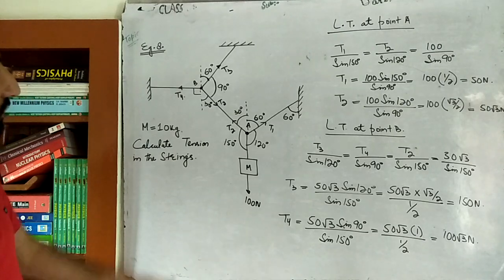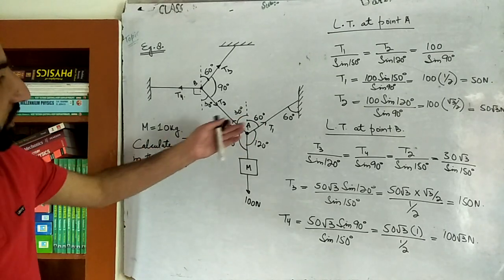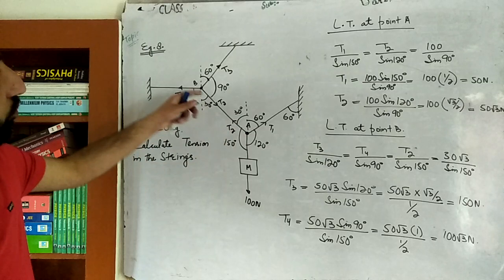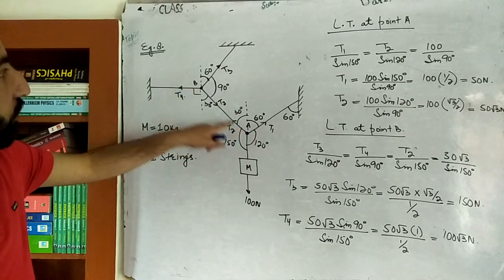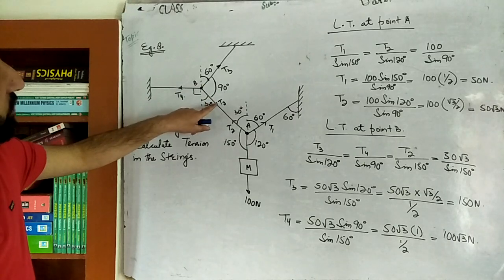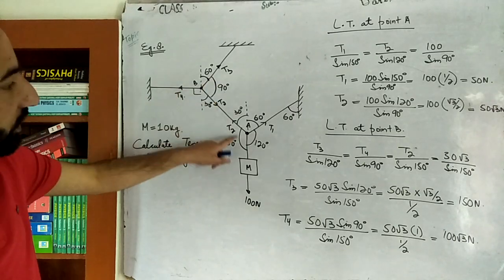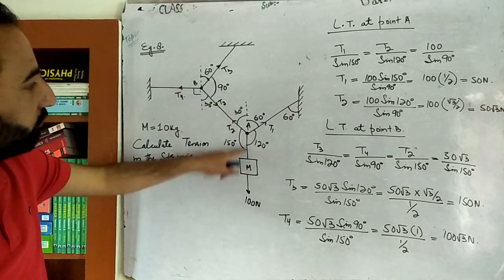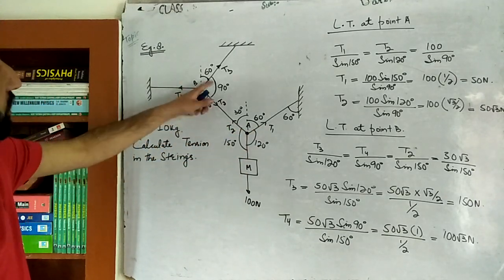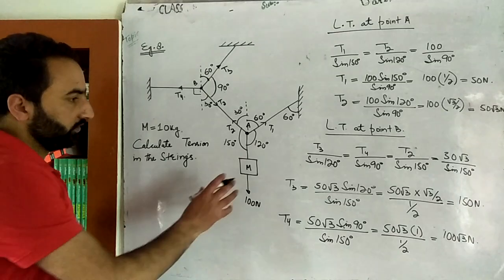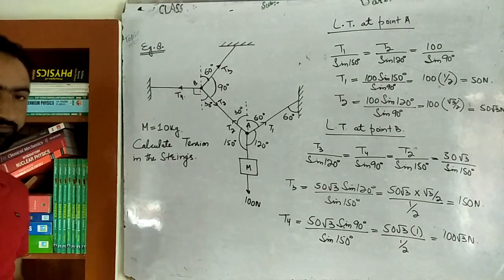Okay? Simply we use Lami's theorem here and calculate T1, T2. You cannot use Lami's theorem at point B first. You'll have to start from point A, because for point B you don't initially know the values of T2, T3, and T4, but at A you know the value, 100 Newton. From here you can calculate T1 and T2. Once you are done with T2, exploiting T2, you can calculate T3 and T4. Done? Okay, so pause the screen and write it down.